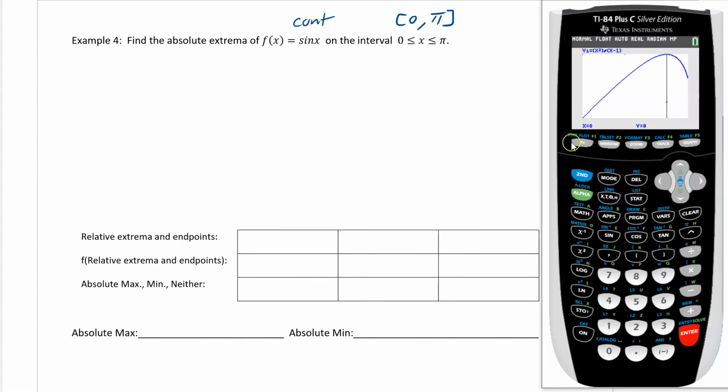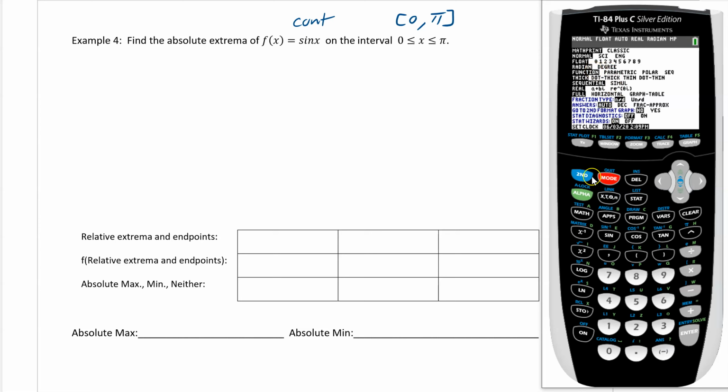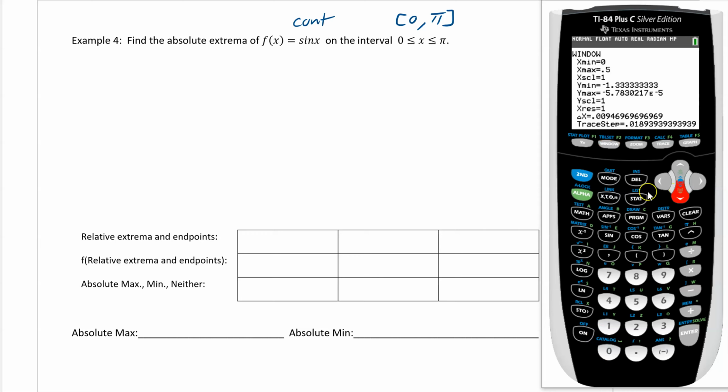So now if we plug that in our calculator, we do sine of x, make sure our mode is in radians. Perfect. So we have sine of x, and then again we go to window, and we enter in our domain. So there we go, 0 to pi, and then hit zoom 0, and it gives us our picture.